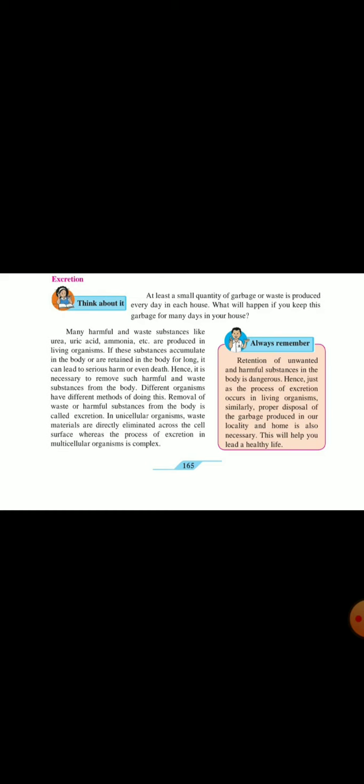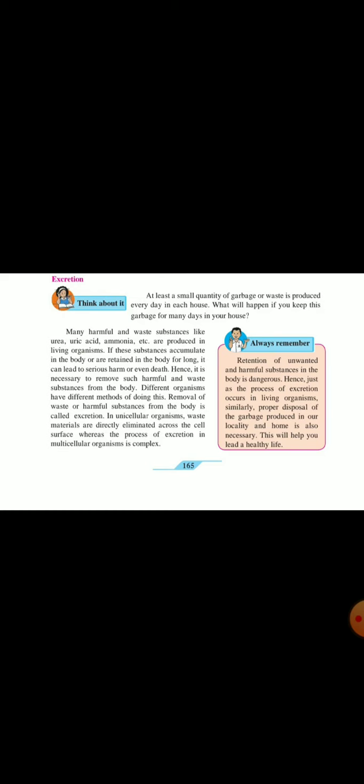In unicellular organisms, uni means one-celled organisms, waste materials are directly eliminated across the cell surface, whereas the process of excretion in multicellular organisms is complex. Complex means difficult or complicated.